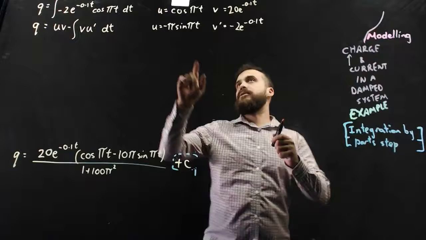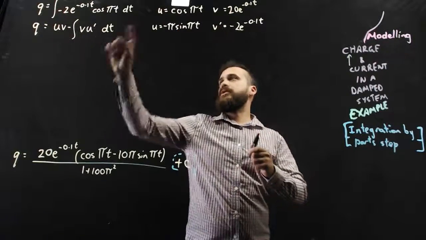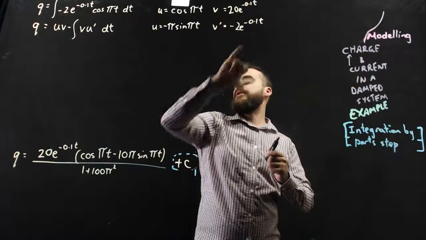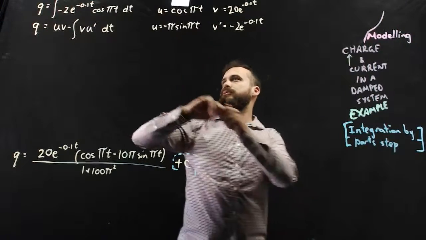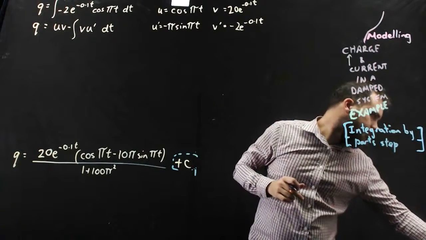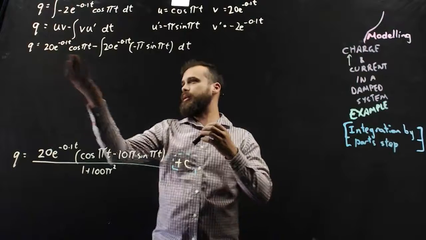Alright, so sub uv in here minus the integral of v u dash. Sub all that in there. Alright, so that's where we'll end up.